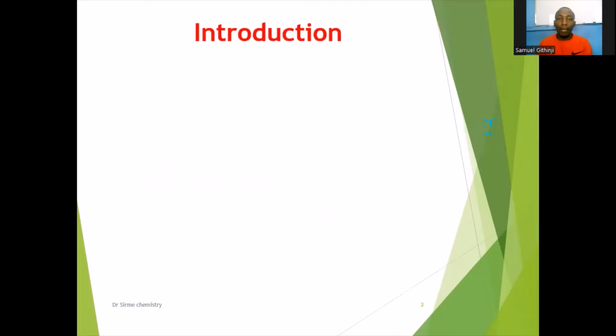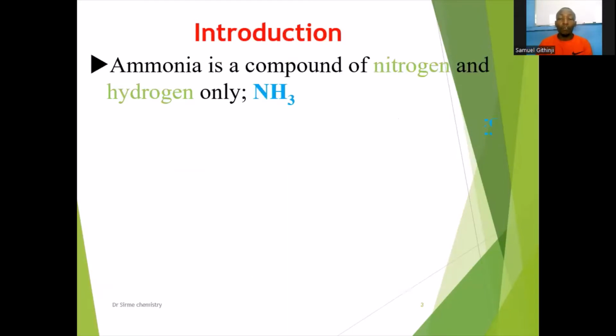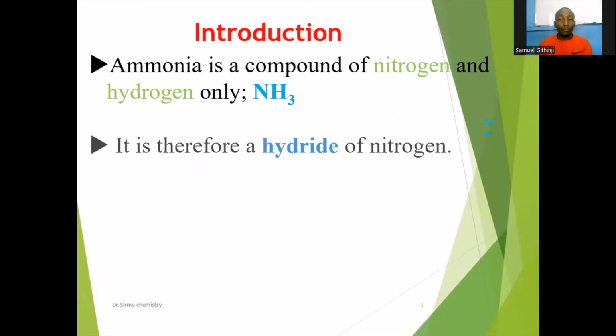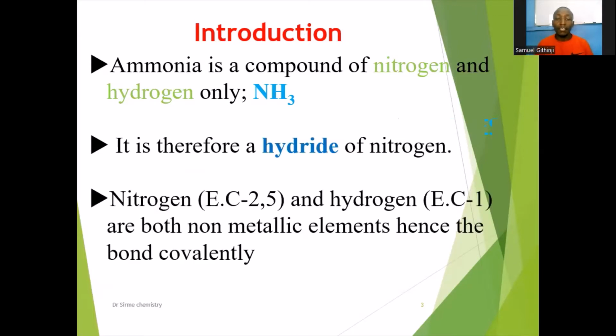The introduction part. Ammonia is a compound of nitrogen and hydrogen, as you can see in the formula there. In short, we can say it is a hydride of nitrogen. Nitrogen is atomic number 7, electron configuration 2,5. Hydrogen is atomic number 1, so electron arrangement 1. Both of these elements are nonmetals, so they will bond covalently by sharing of electrons, like you can see there.